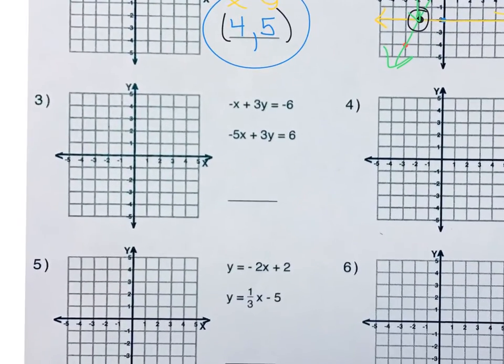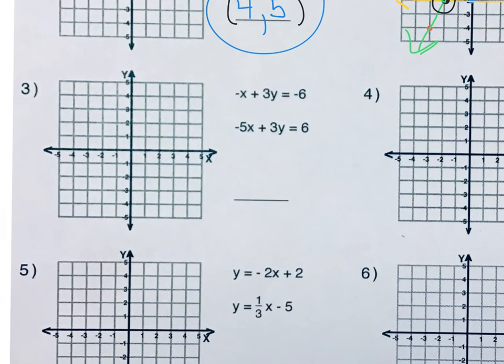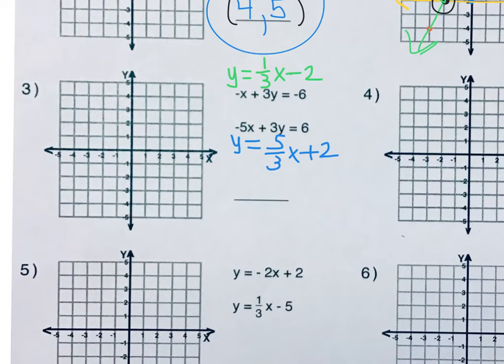For number 3, we manipulated this and rewrote the equations in class. So we did these in class and rewrote our equations in slope-intercept form. So our first equation, we begin at the b, which is -2. And our slope is 1/3, so rise 1 and run 3. And put another point. I can't do any more on that side, so I'm going to reverse down 1 and back 3. And those are all of the points that I can fit on this graph. So connect those.